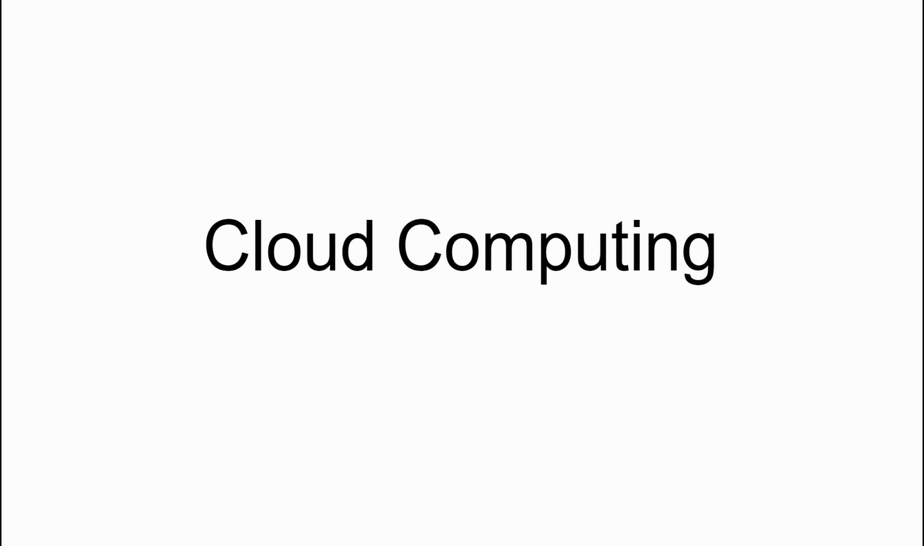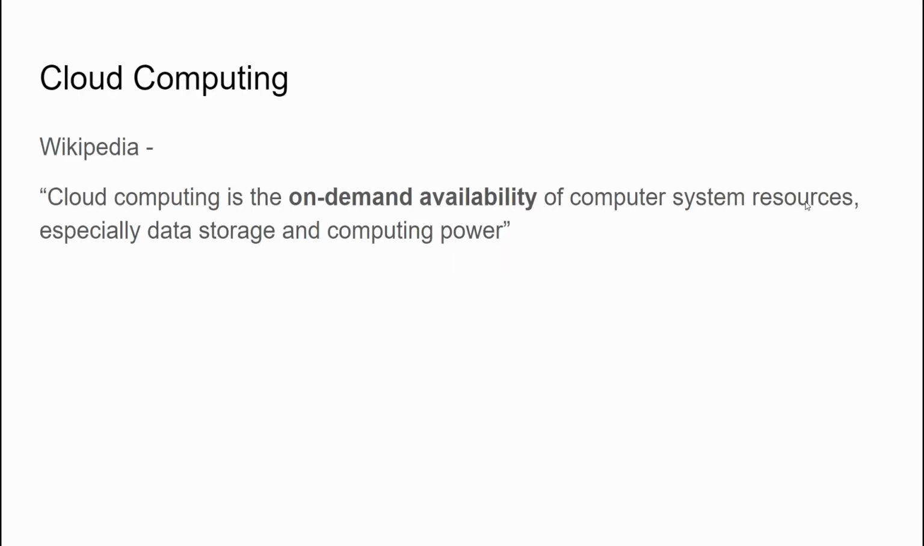If you're a normal person like me, whenever we want to learn a new concept, we go and Google, right? And after Googling, the first result that you will get about cloud computing is from Wikipedia. This is what Wikipedia says about cloud computing, and that's pretty easy to understand. They are saying cloud computing is on-demand availability of computer system resources, especially data storage and computing power.